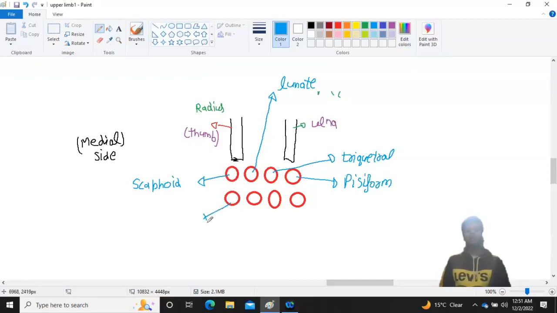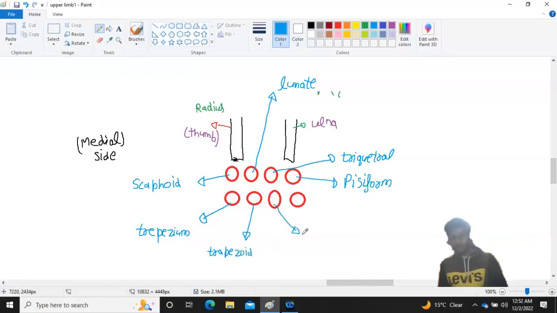Fifth bone from this side is called trapezium. Then it is called trapezoid. Seventh bone is called capitate. It is largest bone. And the eighth is called hamate bone. पहले तो हमारी लेयर्स वाइज प्रेजेंट है. 1 नंबर से शुरू करते हैं.